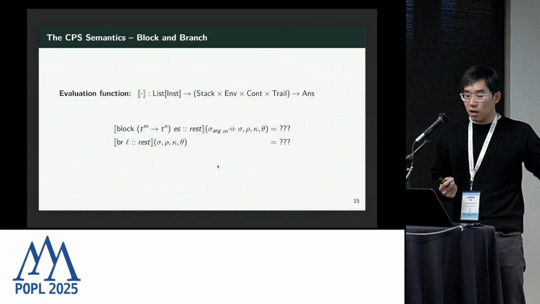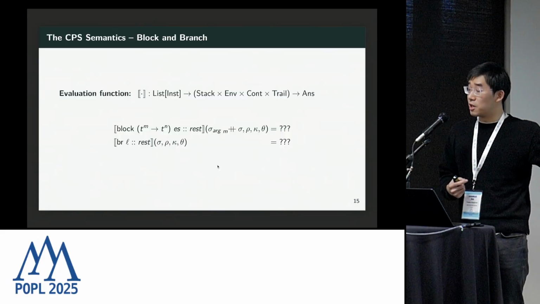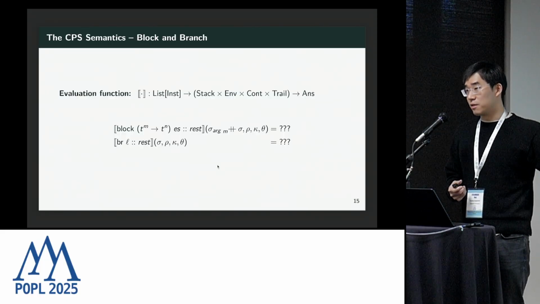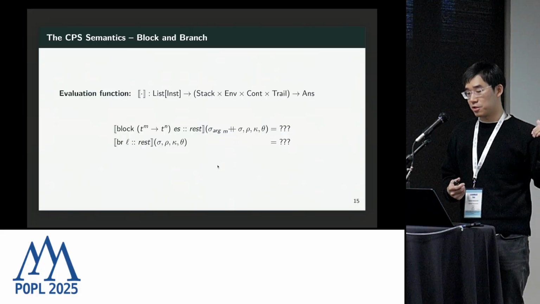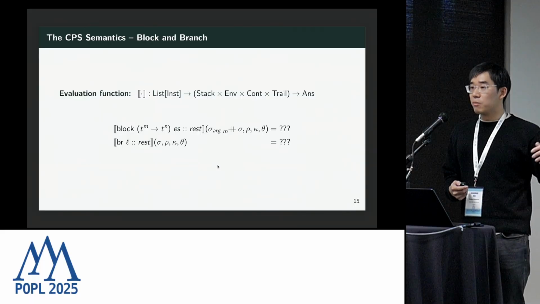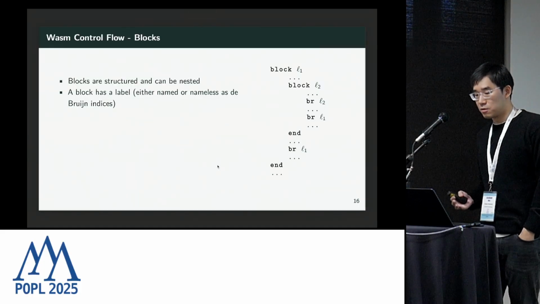And here the block takes an additional annotation about the type, which takes the input arguments and output arguments on the stack for the block. The block body is this es, which is a list of instructions, right? How should we define the semantics for that? Before going into the formalization, let's look at informally how those things work.